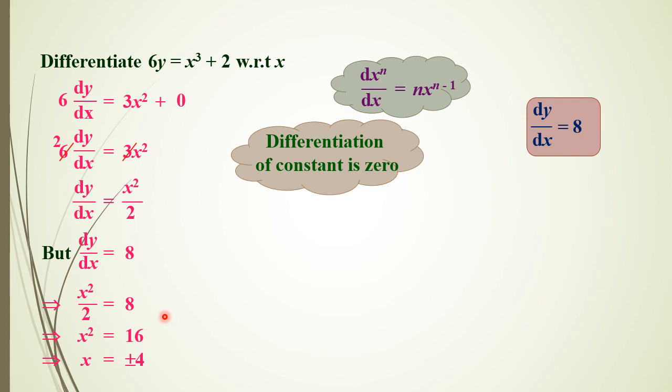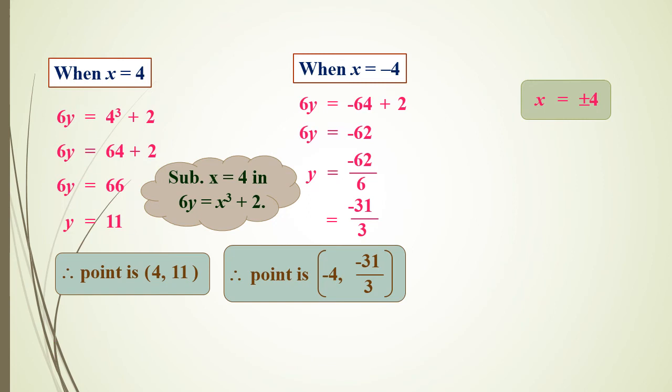This is the value of x. Right now we have got the coordinate points of x: one is plus 4 and one is minus 4. Put these values in the original curve so that you'll get the value of y. So 6y equals, for x equal to 4, 4 raised to 3 is 64, plus 2 is 66. y equals 66 divided by 6, which is 11. So after substituting x equal to 4, we get the y coordinate 11.